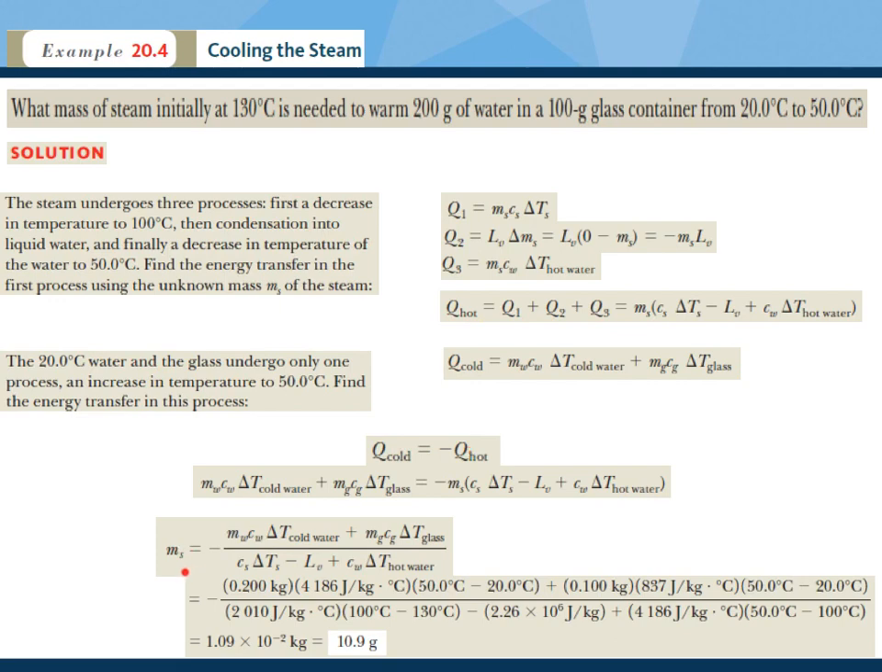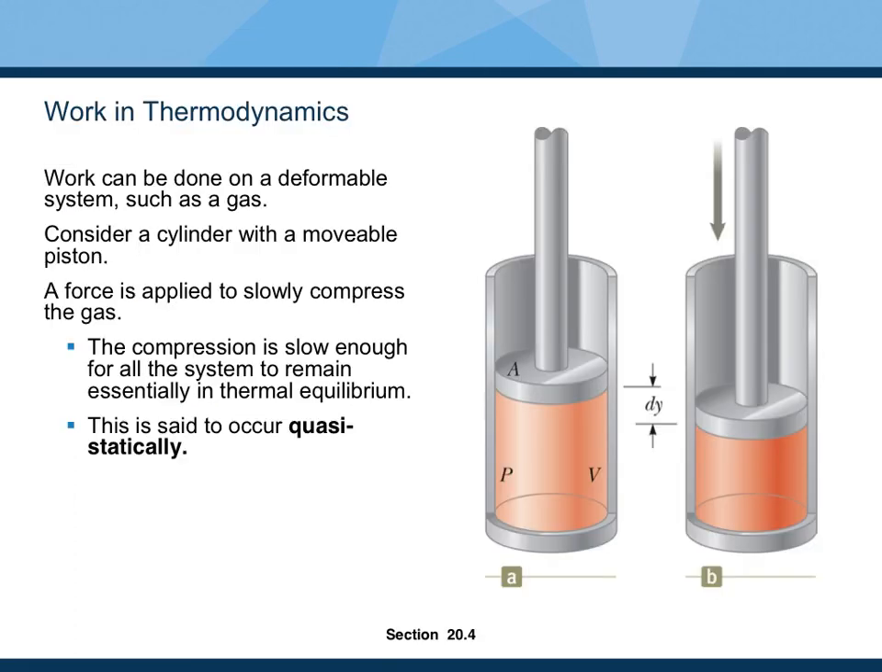The mass of the steam required is just 10.9 grams. Are you surprised by this very small amount of steam required? In the following, we will derive the first law of thermodynamics. To do so, we have to define several physical quantities first.